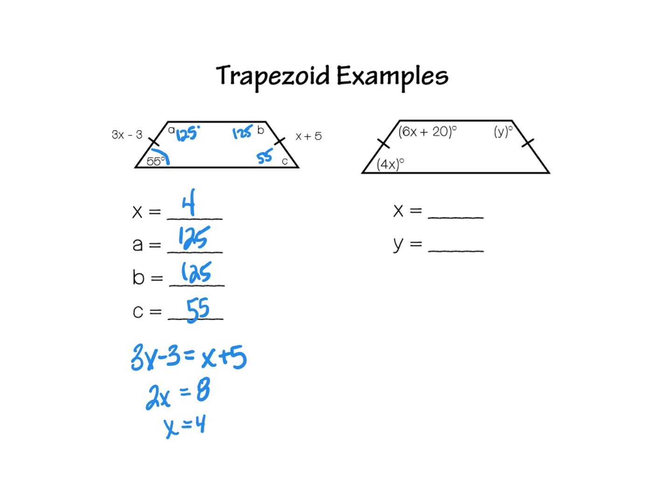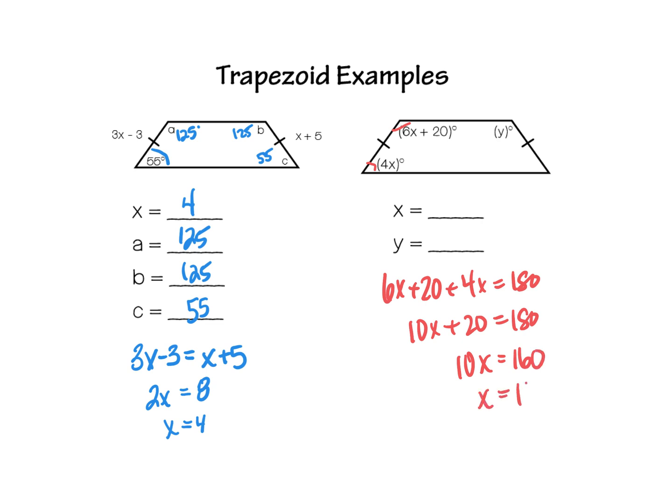All right, for the example on the right, again, we know that this angle here and this angle here are angles between the bases, so they have to be supplementary. That means that 6x plus 20 plus 4x should equal 180. So that means 10x plus 20 equals 180. Subtract 20 from both sides, I have 10x equals 160, which means x equals 16.